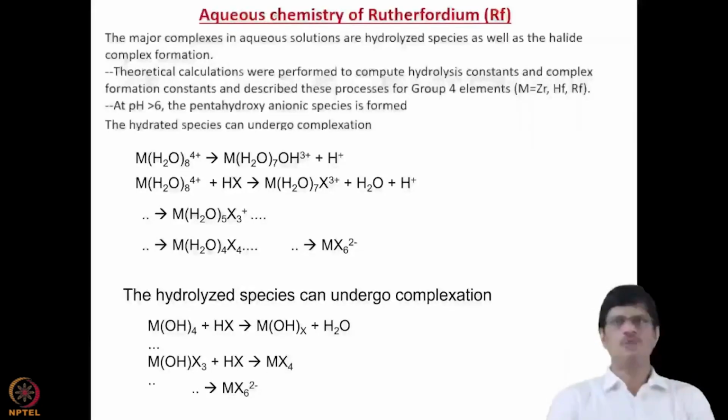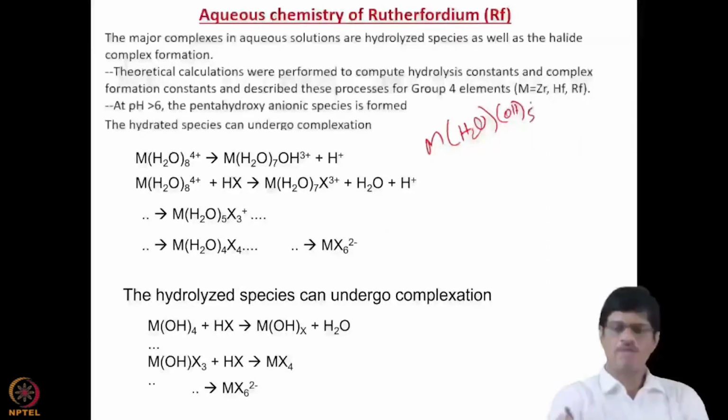If it is normal pH conditions, then we are having the hydrolyzed species. So for the group 4 elements like Rutherfordium and its homologs like zirconium and hafnium, at pH greater than 6, we get the pentahydroxy anionic species, which is like this, M(H2O)x(OH)5 minus, and we can have x number of H2O. So this type of species will be formed for the tetravalent metal ions like Rutherfordium as well as zirconium and hafnium. The hydrated species can undergo also complexation.